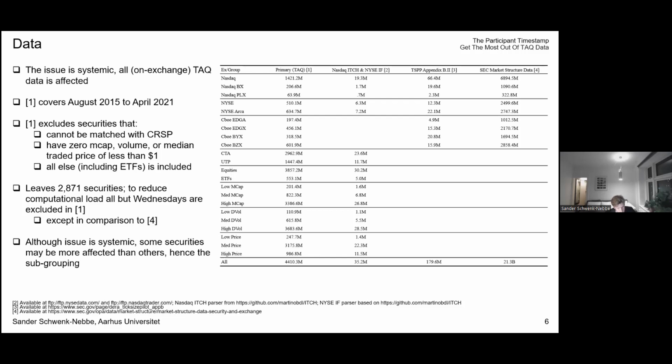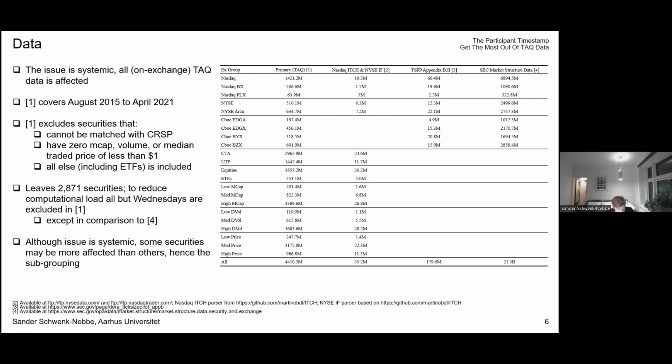My primary sample of TAQ data covers 2015, when the participant timestamp is first reported, all the way up to 2021. I only exclude, and that is commonly done, securities that I cannot match with CRSP and securities that have a 0 market cap, volume, or a median traded price of less than $1 on any day in the sample. That leaves a large number of securities.